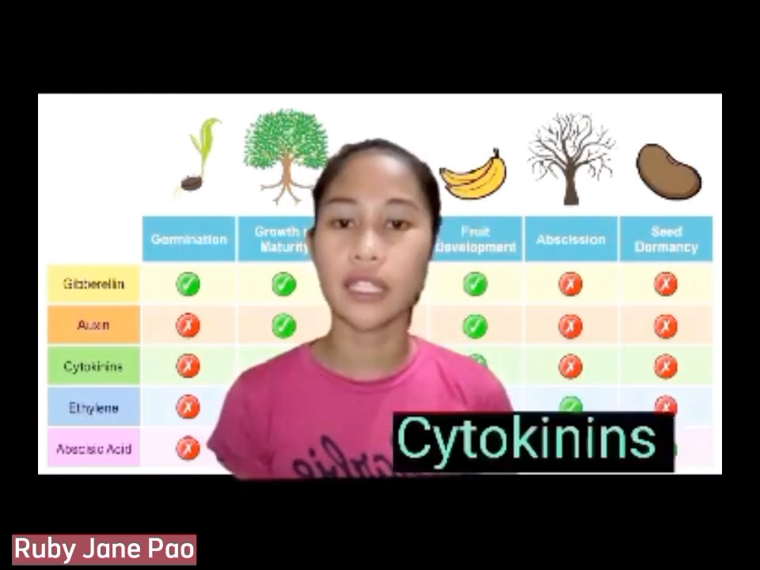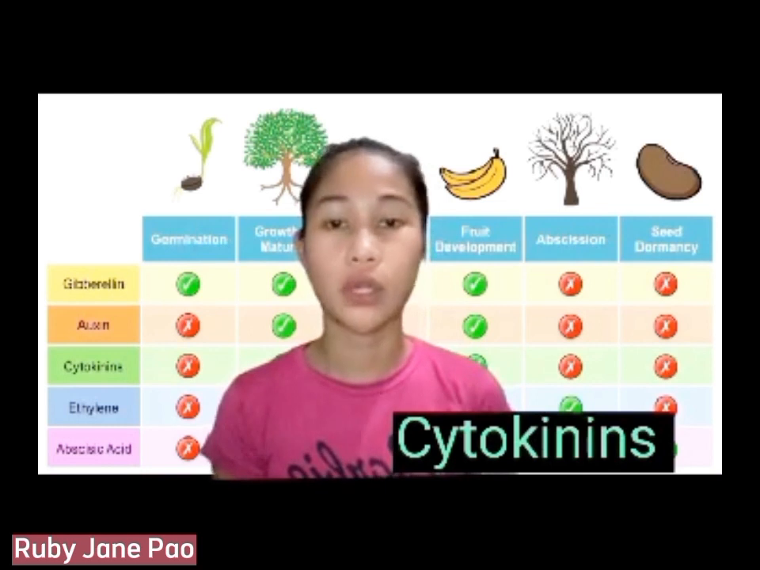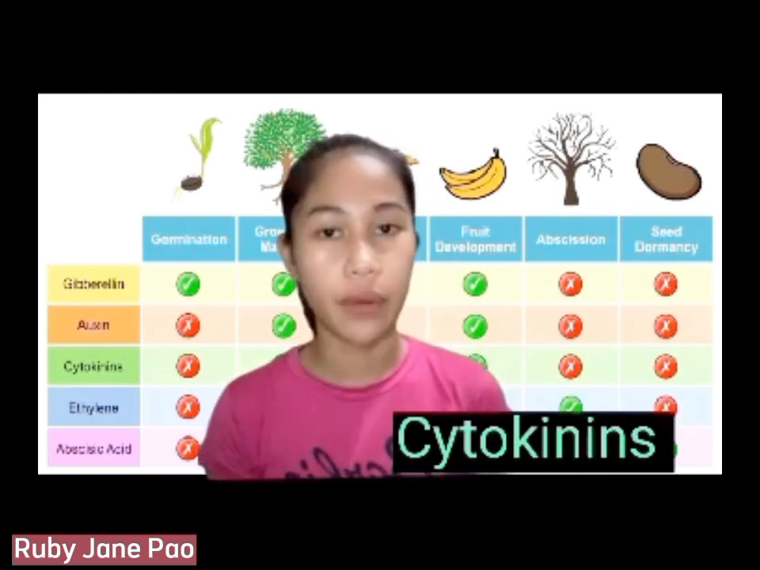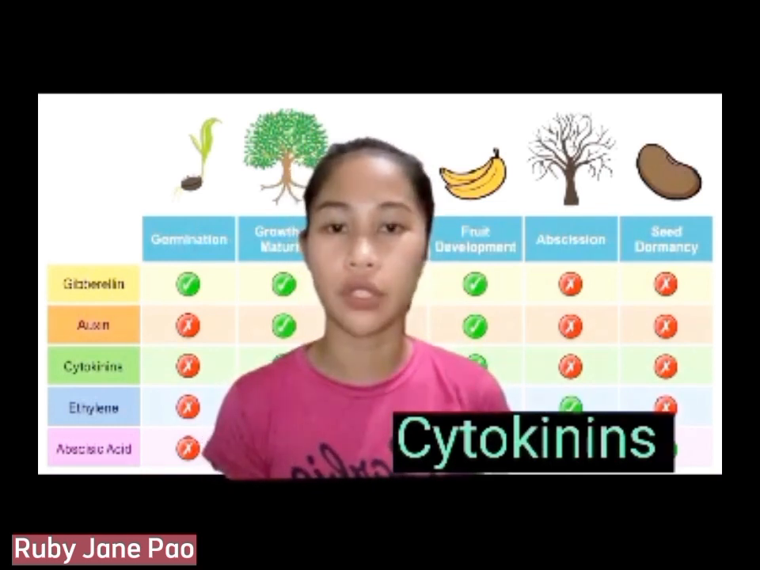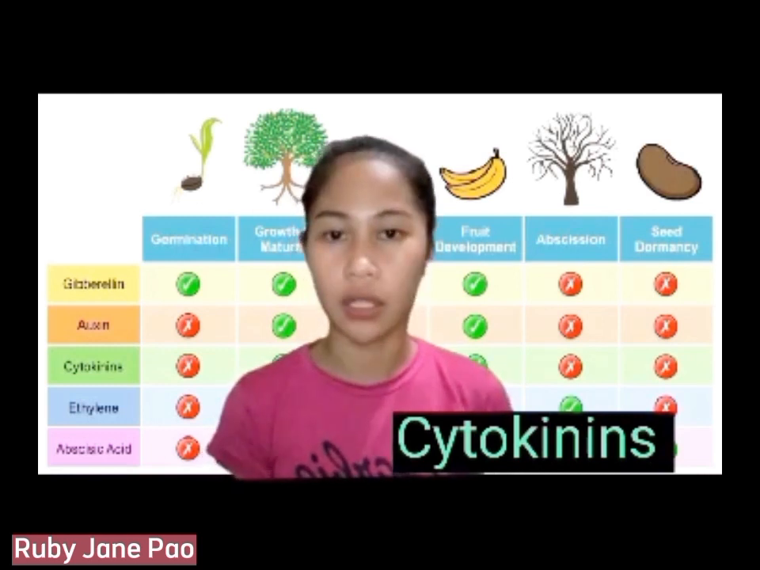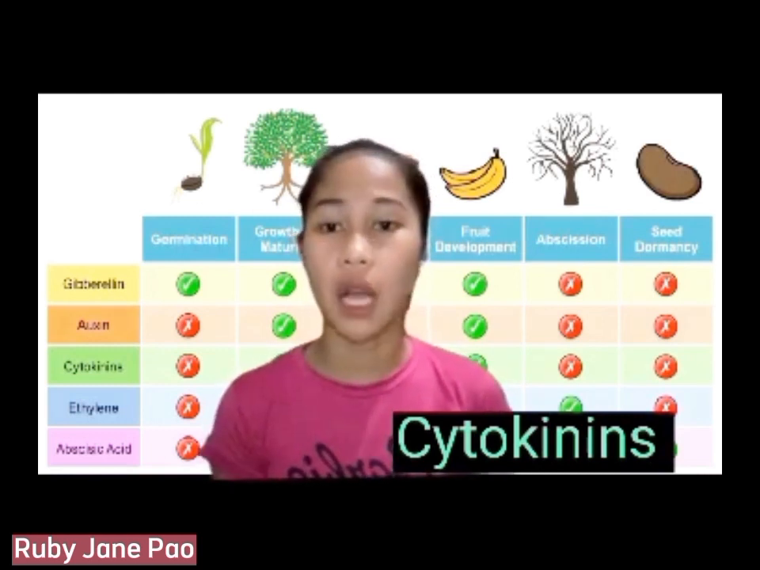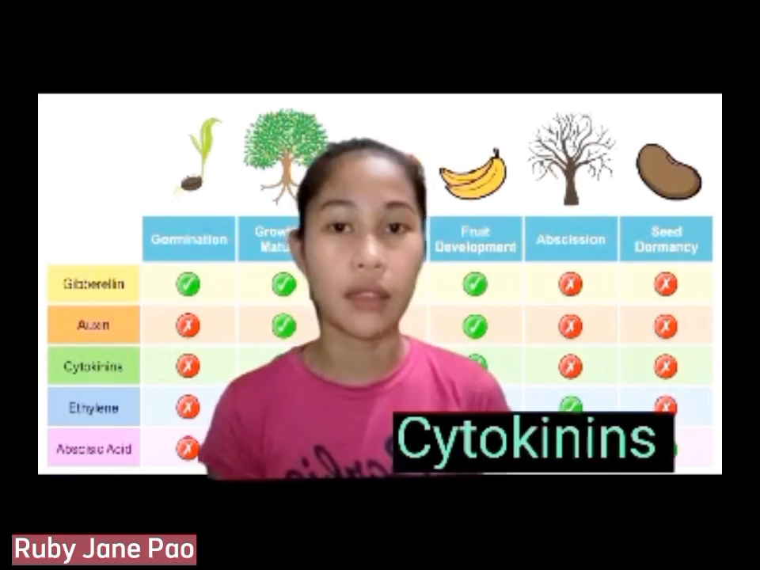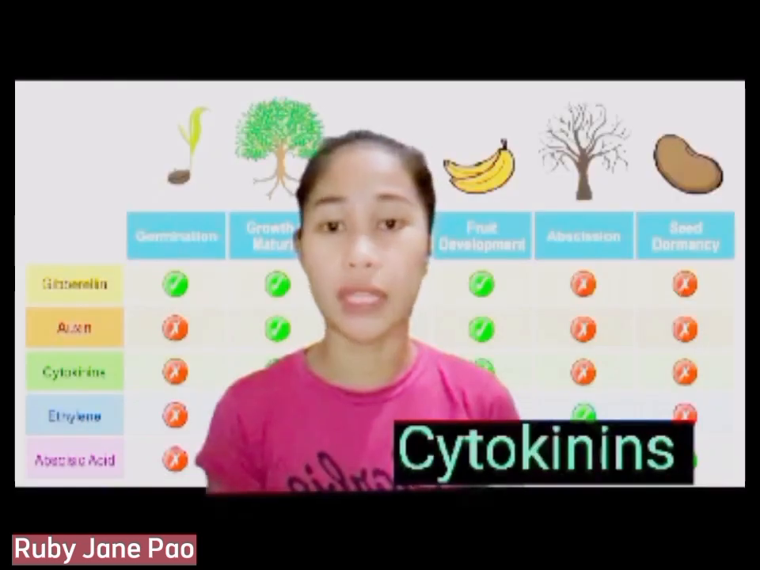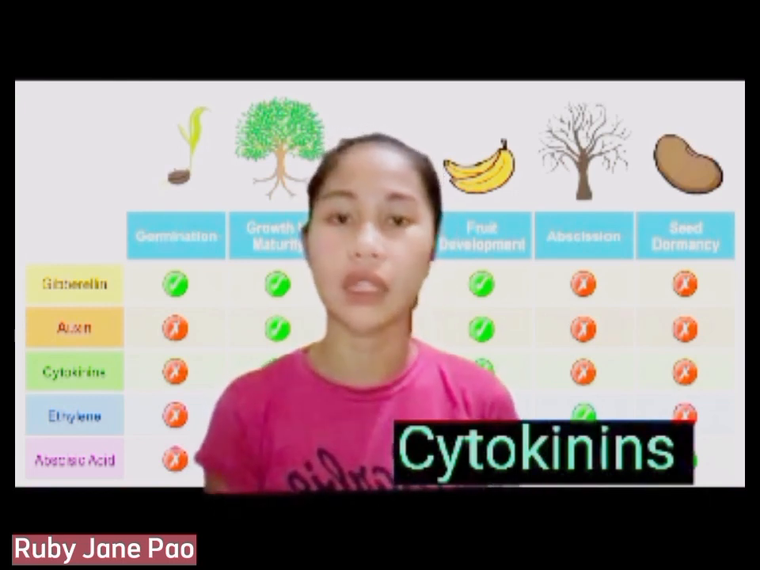Then the cytokinins. These are produced in roots and seeds and are responsible for cell division and differentiation. They are plant-specific chemical messengers or hormones that play a central role in the regulation of the plant cell cycle and numerous developmental processes.